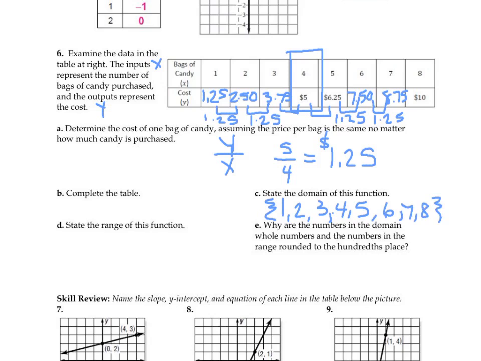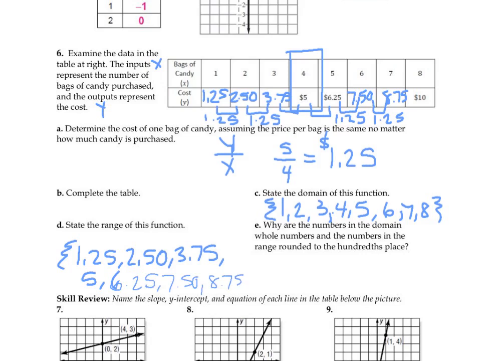Part D tells us to state the range of the function. So again, those curly brackets, and we're going to list all of those Y values. So 1.25, 2.50, 3.75, 5, 6.25, 7.50, 8.75, and 10.